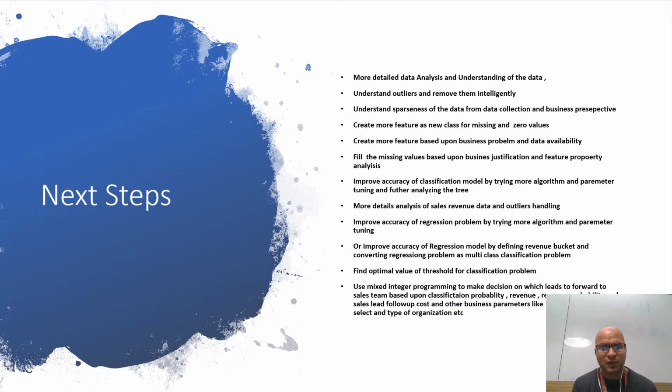These are the next steps I believe should be done: more precise work on data understanding, outliers and filling the missing values, and more parameter tuning to further enhance the models. Then build an optimization model for actually assigning the sales team to the clients based on the revenue prediction, and check the revenue prediction accuracy. Overall, the accuracy of the classification model was around 96%, and for regression the mean squared error was quite in range.